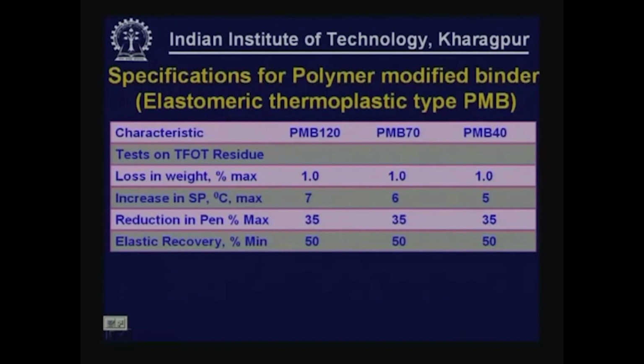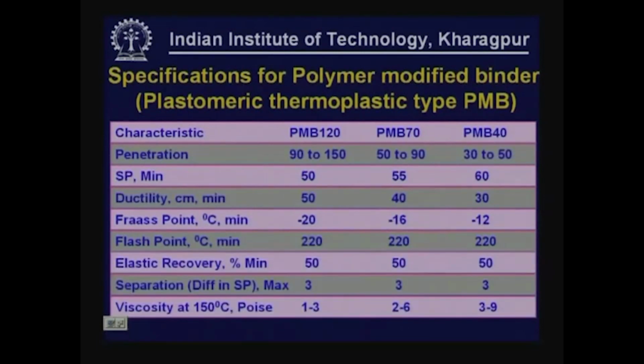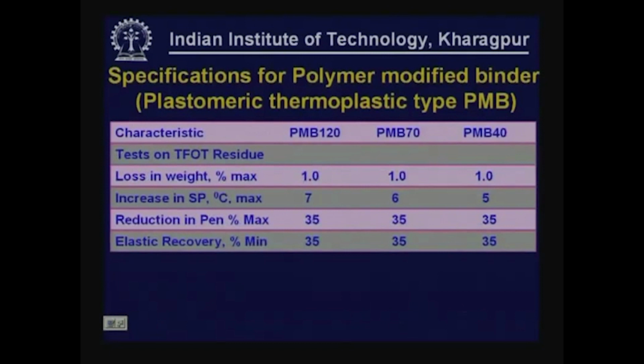The reduction in penetration should not be more than 35. The elastic recovery of the thin film oven aged bitumen should be a minimum of 50. Similarly, we have specifications for other types of polymer modified binder, which are known as plastomeric thermoplastic. These are further specifications for plastomeric thermoplastic type polymer modified binder.